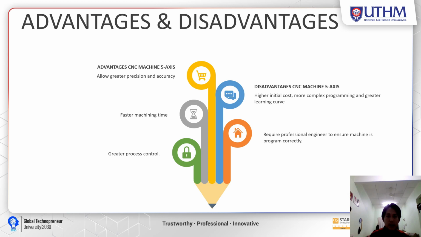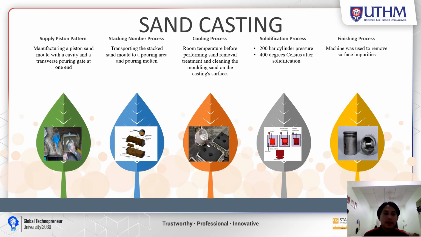Next, the disadvantages of the CNC 5-axis machine are a higher initial cost, more complex programming, and a greater learning curve. CNC machining centers are significantly more expensive than traditional machining methods. Furthermore, machine programming is much more complex and requires experienced personnel to ensure that the machine is programmed correctly. Finally, due to the complexity of the programming, the learning curve for operation is much steeper than for traditional machining methods.